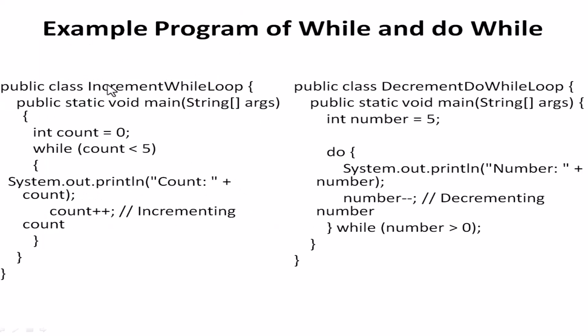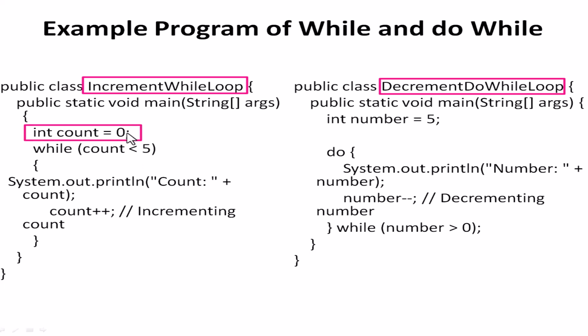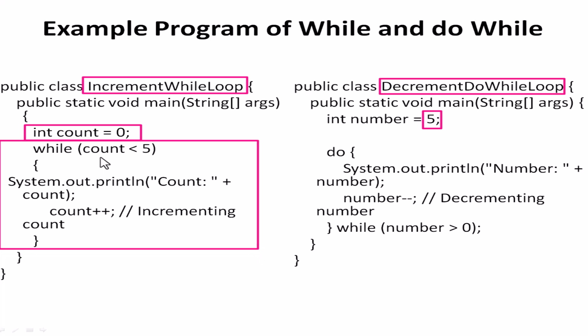You have an example of an increment while loop, whereas here you are going to use a decrement while loop. Here we have an increment from 0 to 5, and here you are going to decrement from 5 to 0. Here you are going to check the while condition. Count is initially 0, and until it is less than 5 it will be incremented. First it is going to print using System.out.println count. Later we are going to increment at the end of the while loop.